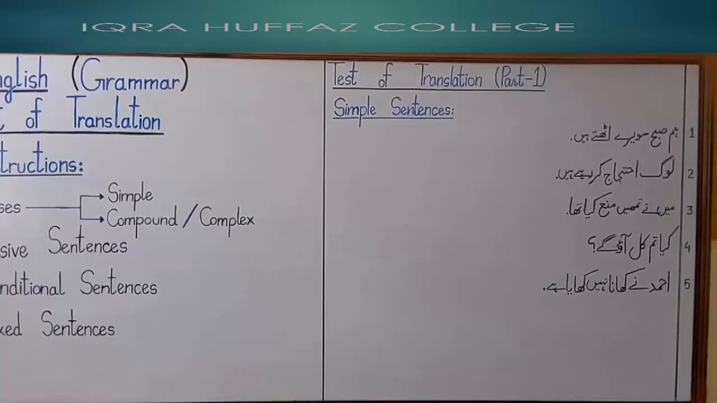In test of translation part 1, I have asked you the translation for some simple sentences. Sentence number 1, हम सुबह सवेरे उठते हैं. Sentence number 2, लोग एहतजाज कर रहे हैं. Sentence number 3, मैंने तुम्हें मना किया था. Sentence number 4, क्या तुम कल आओगे? Sentence number 5, अहमद ने खाना नहीं खाया है.